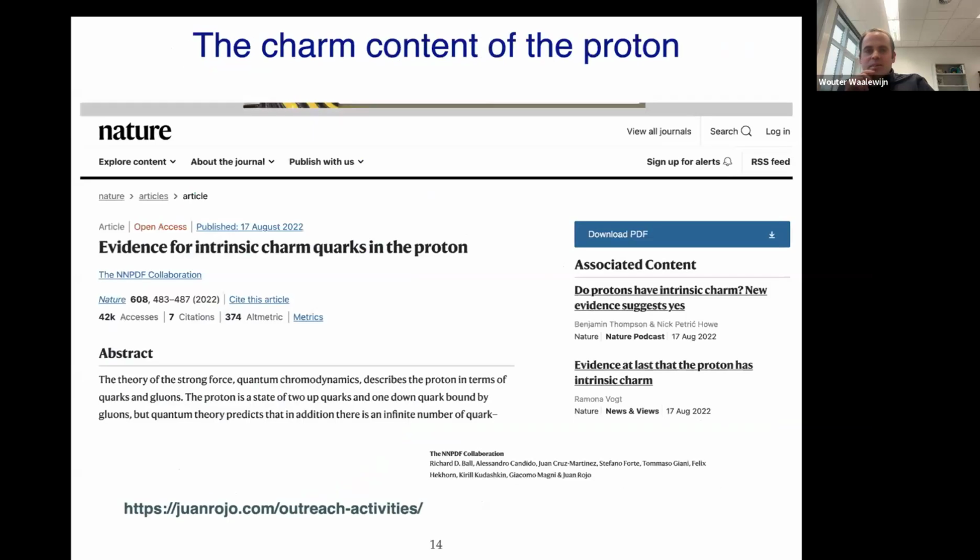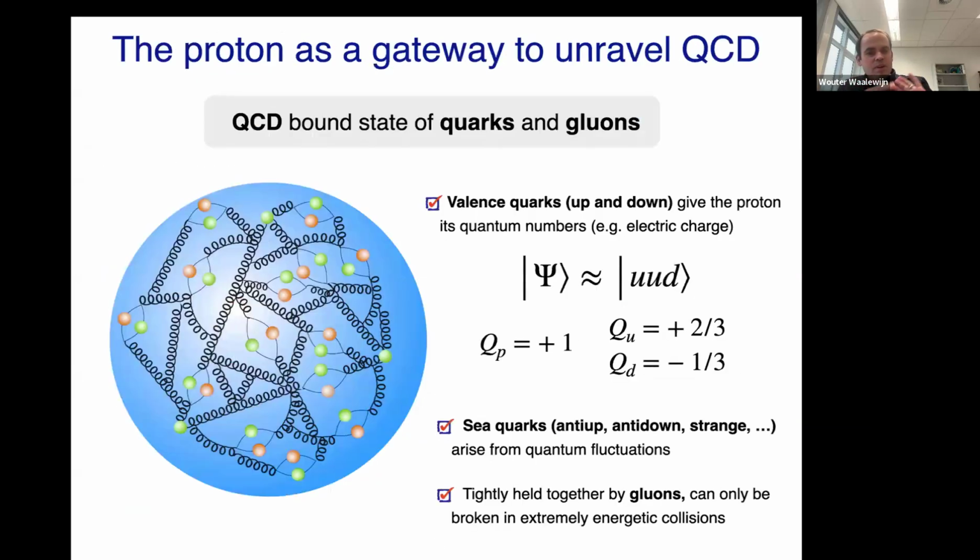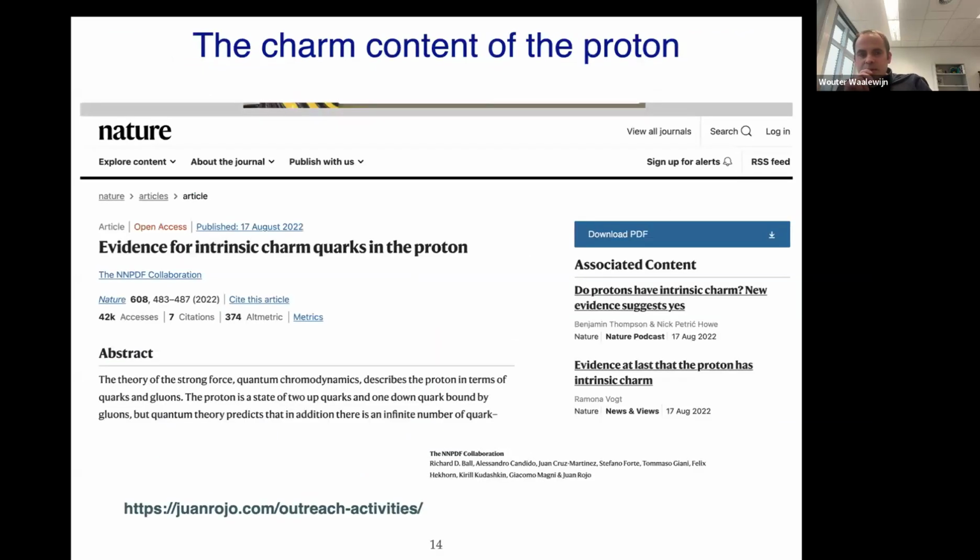And he has developed this, or he's been at the start of this NNPDF collaboration, and this is something he's been working on a lot. And a recent highlight I included here is from a Nature paper for the evidence of intrinsic charm in the proton.